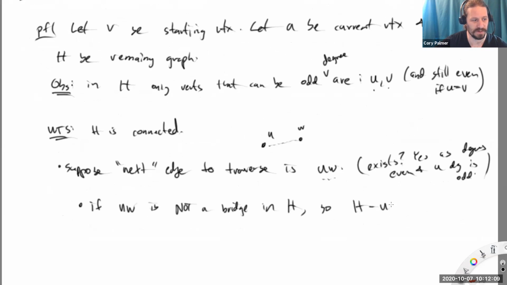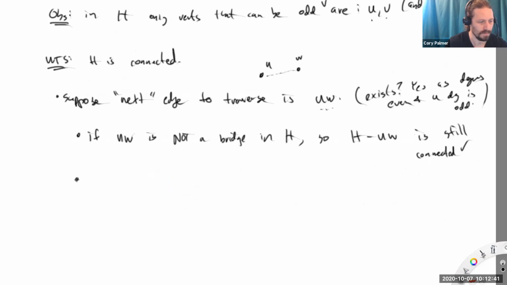So what can you tell me about this graph, H minus UW, which is my new updated H? I want it to be connected, and is it connected? Yeah, I walked along a non-bridge. You can remove non-bridges safely. Bridges are the things that you can't remove. So H minus UW is still connected. Okay, so that case is not too interesting. That one's easy.